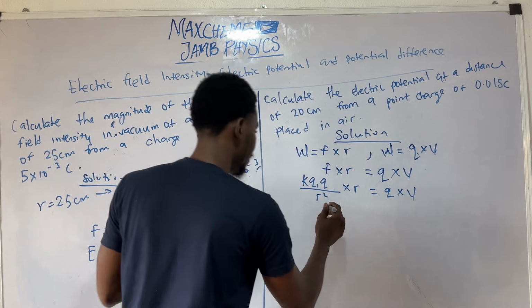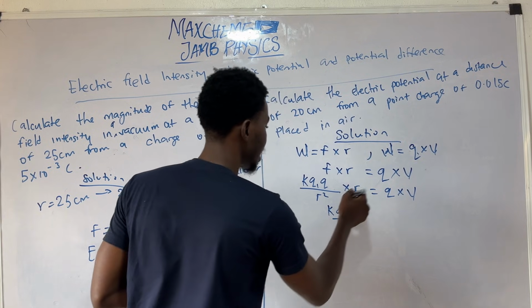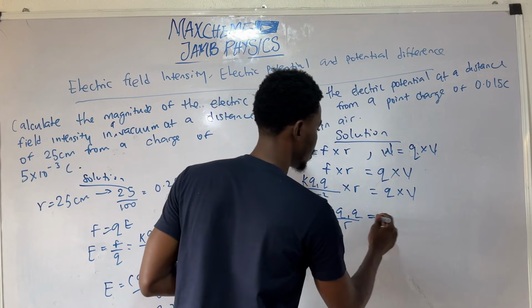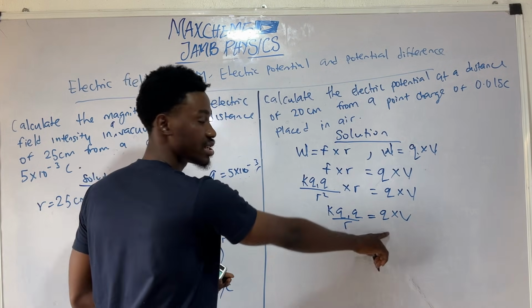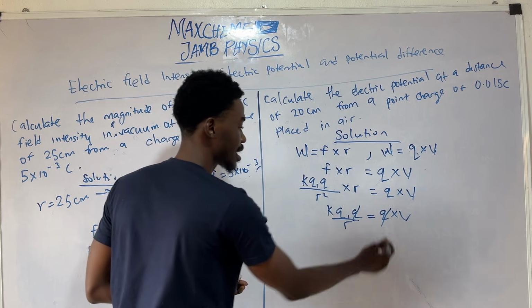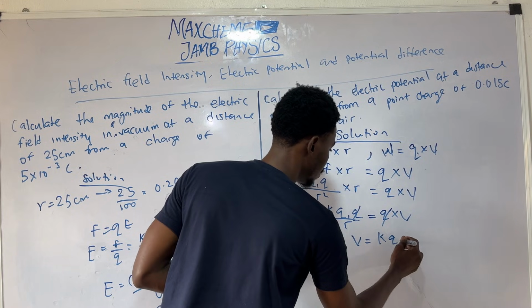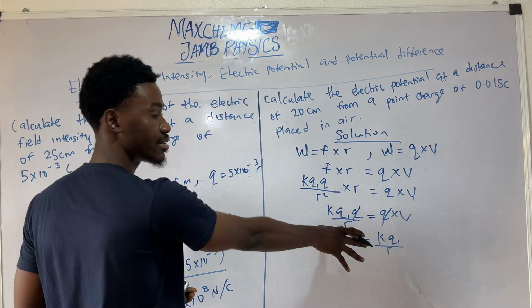So here we have KQ1 q. So this R cancels out one of the R's. We have only one R left, is equal to q times V. So we have two q's in common, so the two q's can cancel out. So V becomes KQ1 over R. So this is the formula to use.